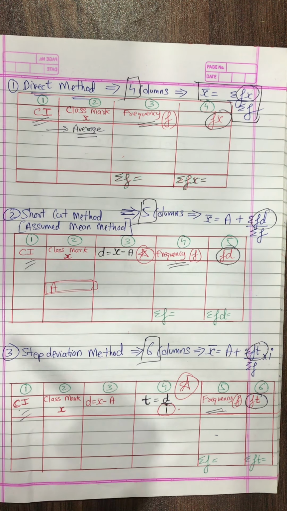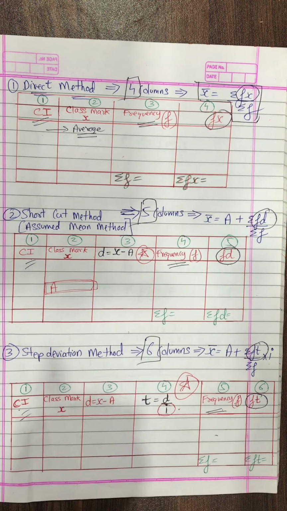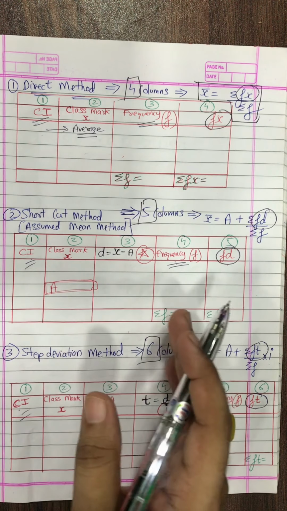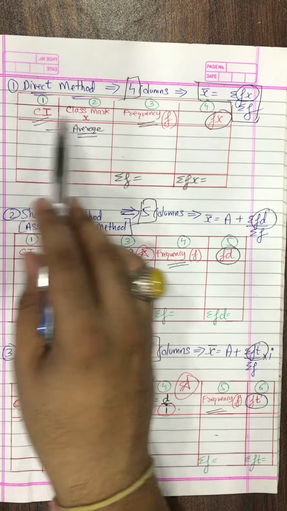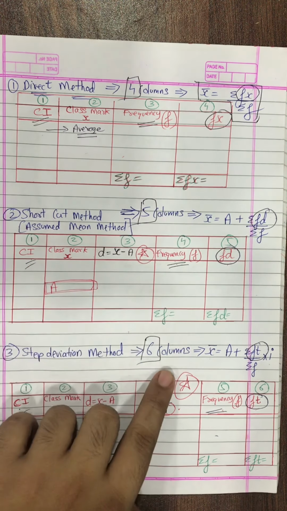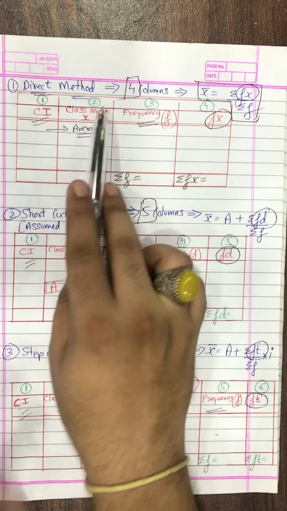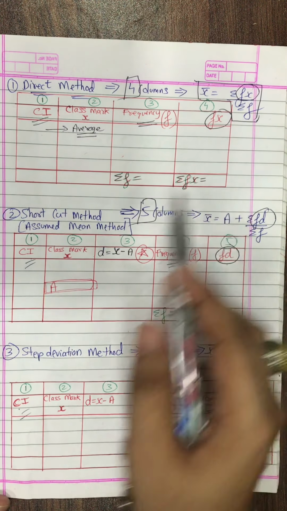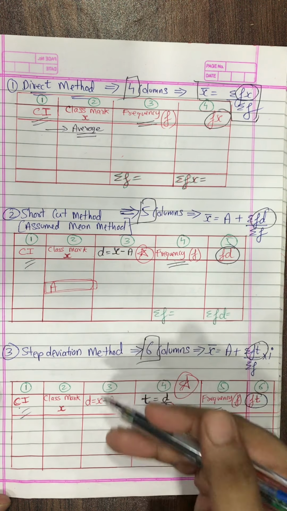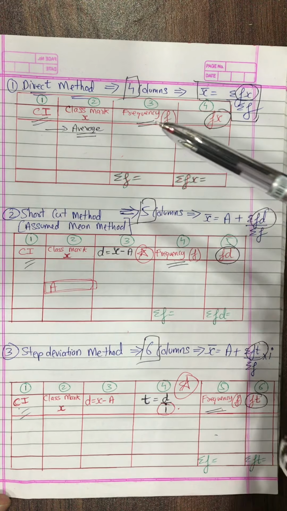Now please listen to this very carefully. Whenever such type of questions are there where mean is given to you and it's asked to find the unknown things, always go by direct method. Don't use the longer method of 5 columns and 6 columns. Always students go by direct method. If you go by shortcut and step deviation also, then you will get the answer, but it will be very complicated. So only go by direct method always when such type of questions are there.